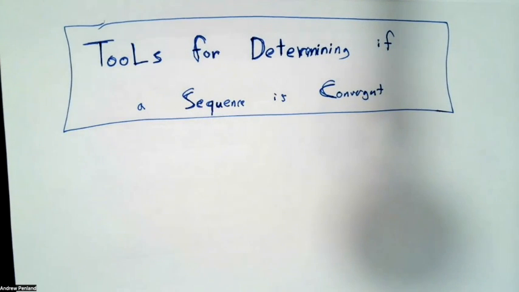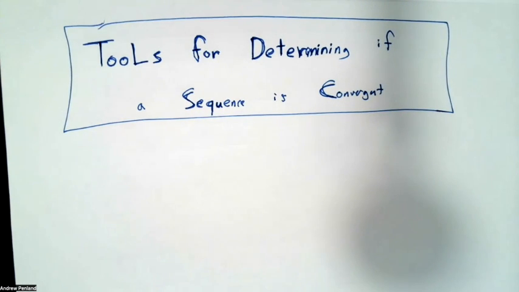Remember, if a mathematician is investigating a sequence, they're probably interested in two things. The first is perhaps finding a closed form expression for the sequence, and the second is determining if a sequence is convergent. Mathematicians have developed some tools for determining if a sequence is convergent. It's important to know about these tools.